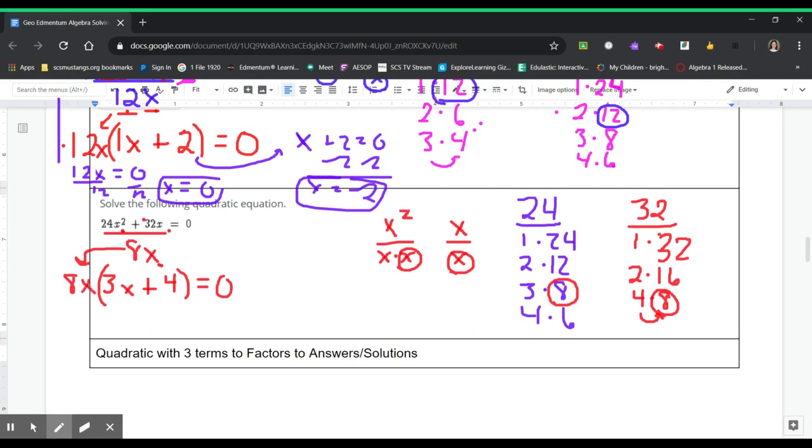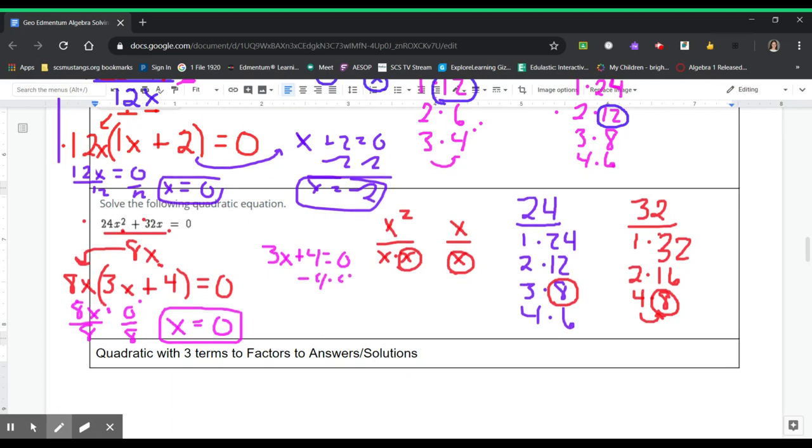So we've taken our quadratic equation and we've got it written as factors. So now we just need to take those factors, set them both equal to 0, and solve. So 8x equal to 0. Divide both sides by 8. x is going to be equal to 0, and then 3x plus 4 is equal to 0.